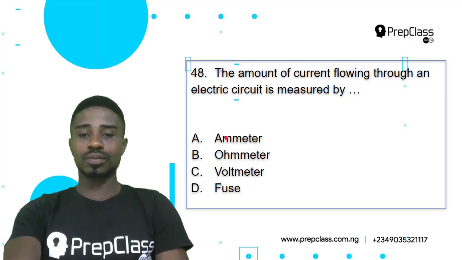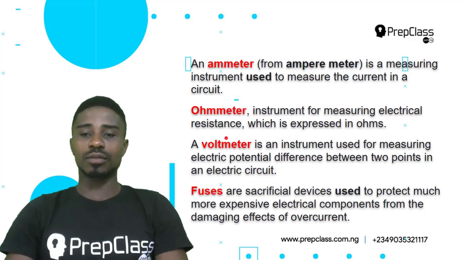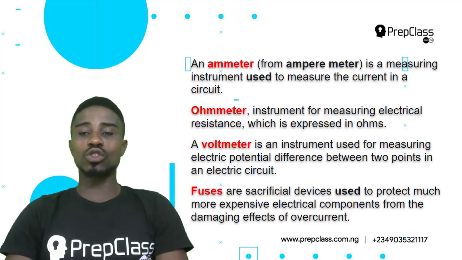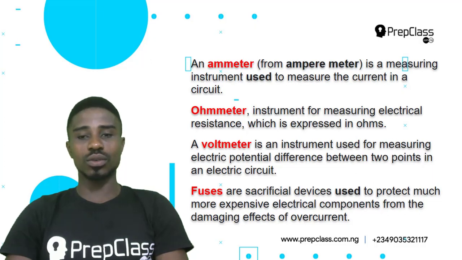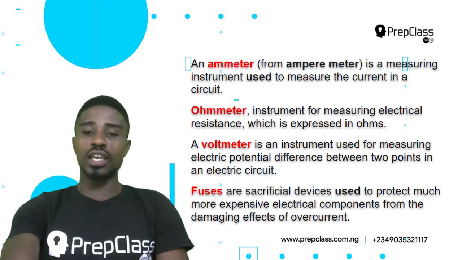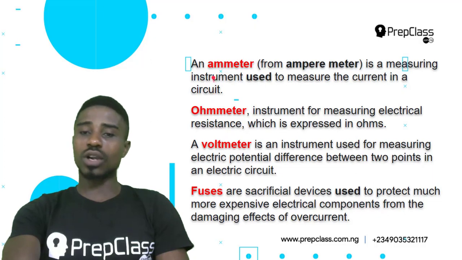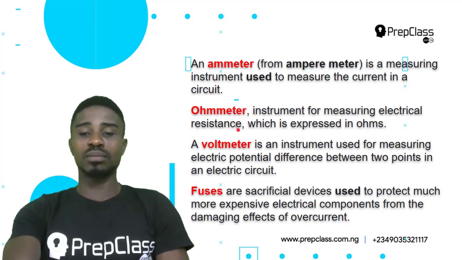Let's check it out. An ammeter, from ampere meter, is a measuring instrument used to measure the current in a circuit, and that's our correct answer. An ammeter is a measuring instrument used to measure the current in a circuit. So option A is actually our correct answer. Let's look at the other options and see why they are not our correct answer.